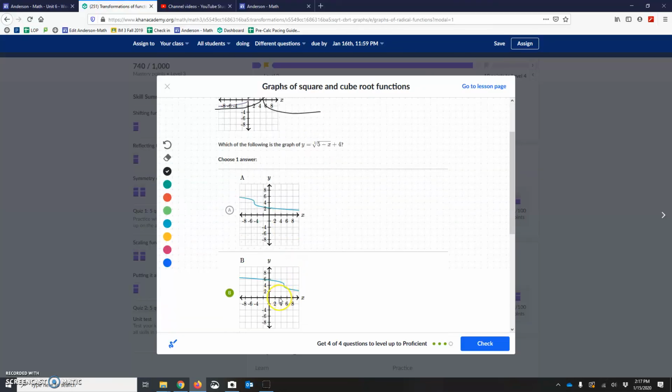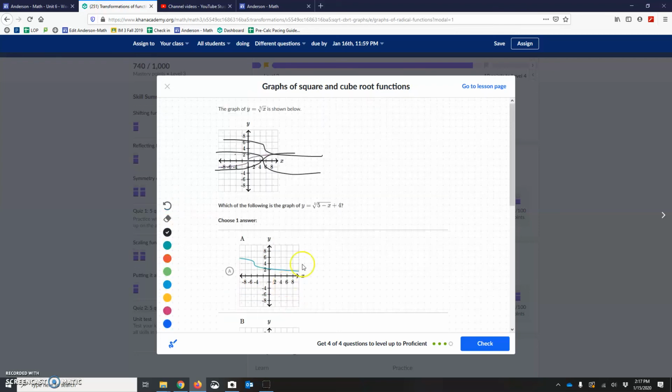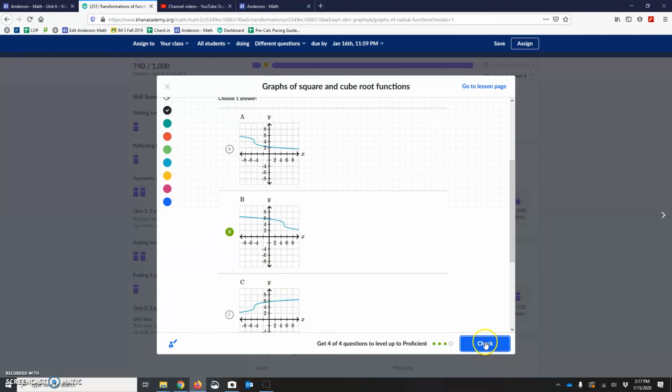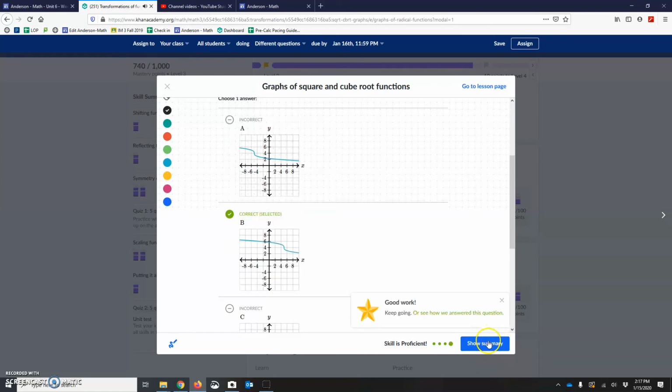So I think it's going to be B. We just plugged in negative 5, and that went up to 6, which is our value. You can check another number, 5, and see if it goes to 4. So 5 goes in here. 5 minus 5 is 0. The cube root of 0 is 0, plus 4 is 4. So, yeah, we checked 2 points. That's the right one. And there you go. We're done.